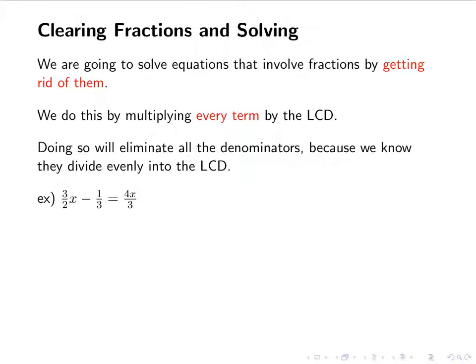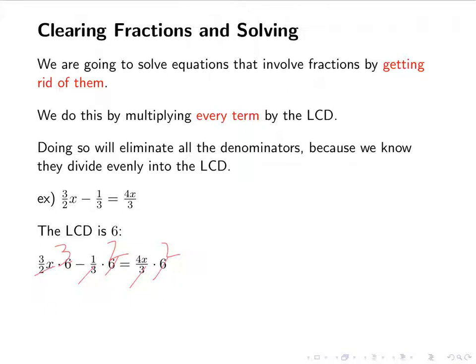So for our first example, we have 3 halves x minus 1/3 equals 4x over 3. So we look at our denominators, 2, 3, and 3, and we figure out the LCD is 6. So we're going to take every term, there are 3 of them, and we'll multiply by 6. So for our first set, 6 divided by 2 is 3, 6 divided by 3 is 2, and 6 divided by 3 again is 2. So we're going to take our LCD, divide it by the denominator first, and then we'll multiply through.